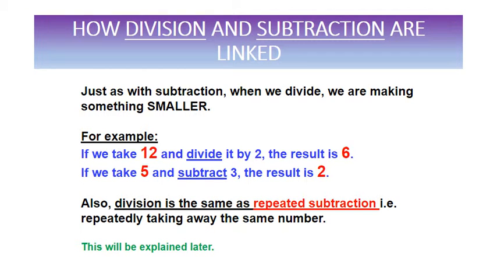So how are division and subtraction linked? Just as with subtraction, when we divide, we're making something smaller. So for example, if we take 12 and divide it by 2, the result is 6. And then if we take 5 and subtract 3, the result is 2. So in both cases, the answer is smaller than the original number. Also, division is the same as repeated subtraction, in other words, repeatedly taking away the same number, and I'll explain this later.